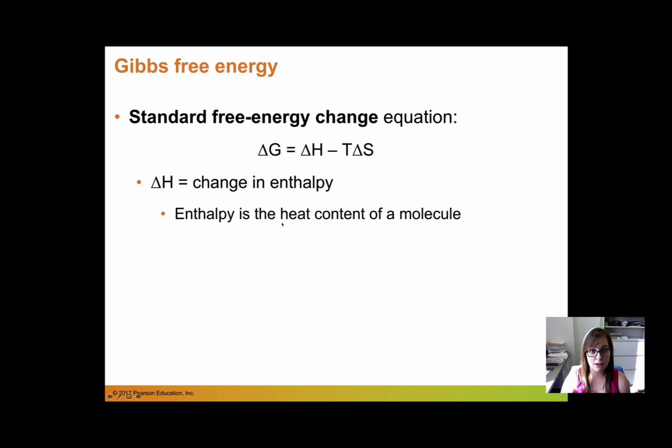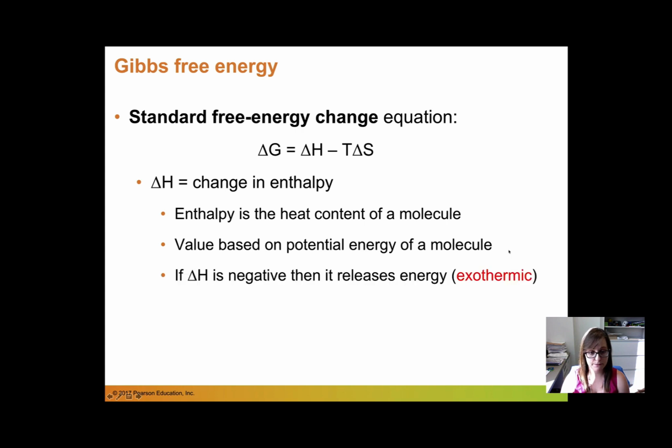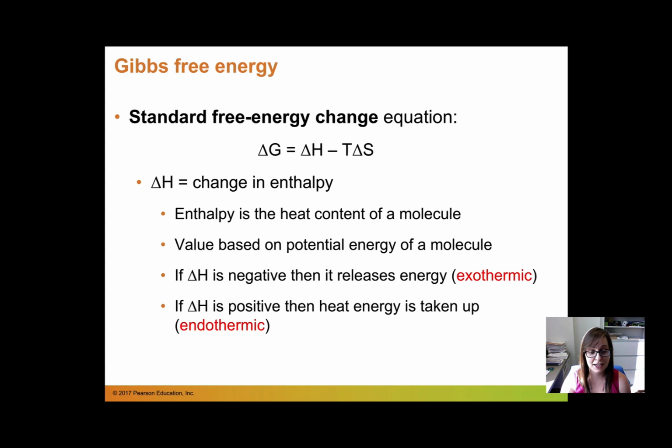Enthalpy is the heat content of a molecule. Its value is based on the potential energy of a molecule. So if delta H is negative, then it releases energy. It's exothermic. If delta H is positive, the heat is taken up, or it's endothermic. Okay, so if delta H is negative, you can think of these molecules as starting off with high potential energy. And if delta H is positive, you can think of these as starting off with low potential energy.